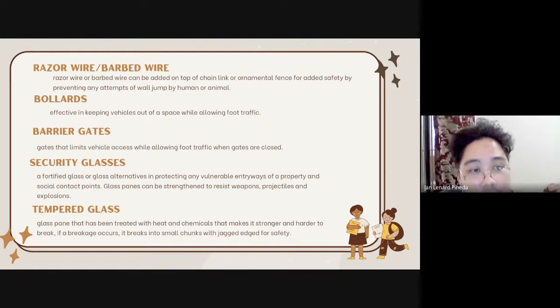Security glasses: fortified glass or glass alternatives protecting any vulnerable entryways of a property and social contact points. Glass panes can be strengthened to resist weapons, projectiles, and explosions. The types of security glasses are tempered glasses. Tempered glass is a glass pane that has been treated with heat and chemicals that make it stronger and harder to break. If a breakage occurs, it breaks into small chunks with jagged edges for safety.